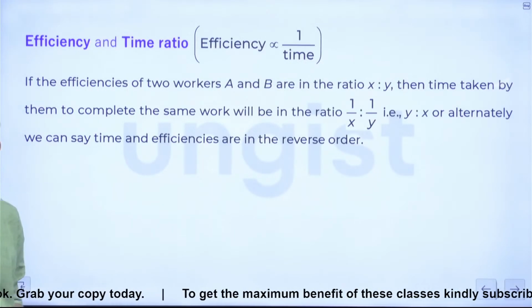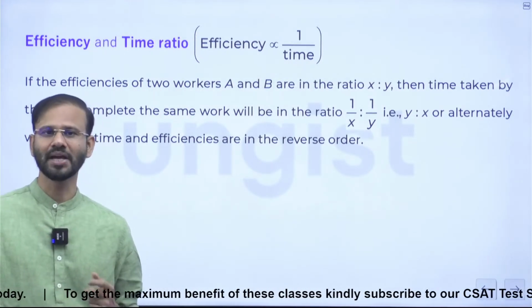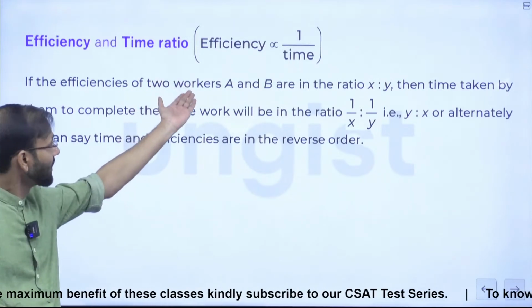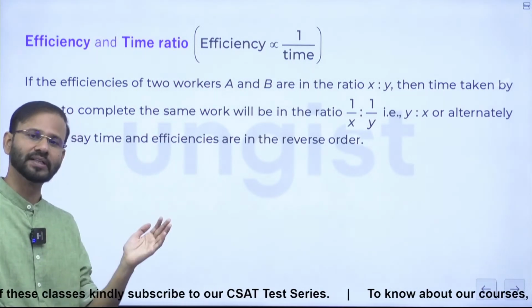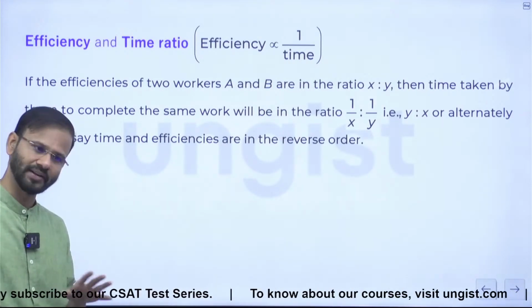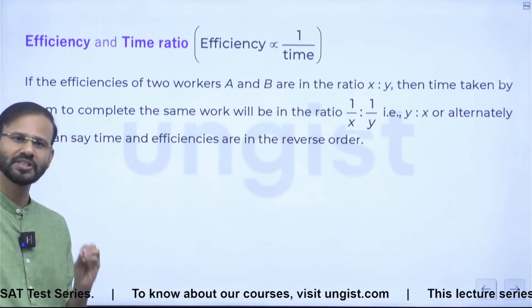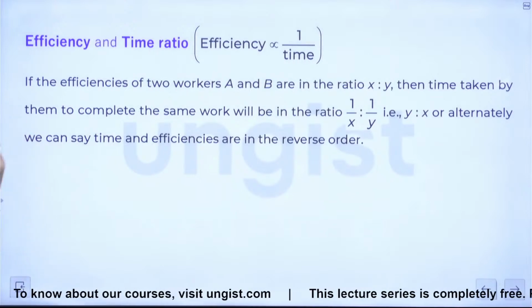Today we have this concept with us: the time and efficiency ratio. Friends, efficiency is inversely proportional to time. If a worker is more efficient, then obviously he will take less time. So efficiency is inversely proportional to time. Now let's read the concept.